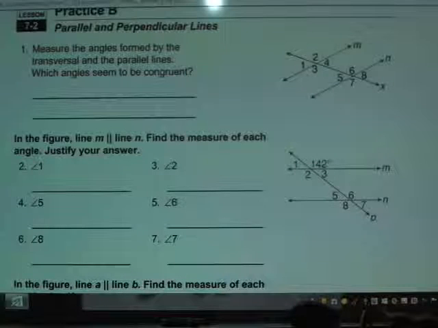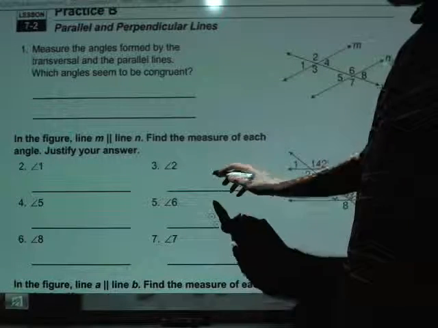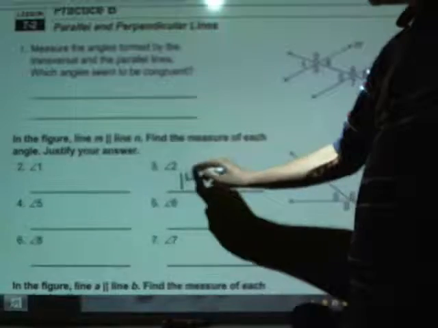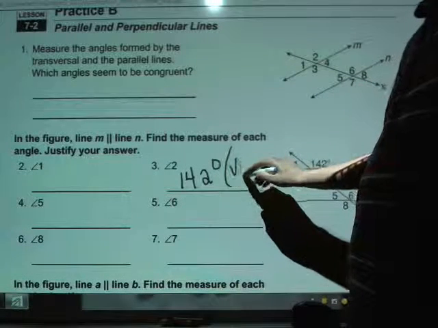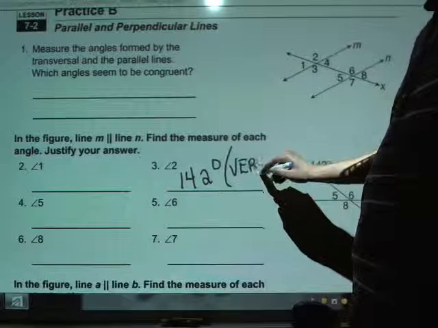So where we have question number 3 there, even though it's not the first one on our list, we've already found that one. That's 142 degrees. And when they ask us to justify, we're going to say it's because of vertical angles.